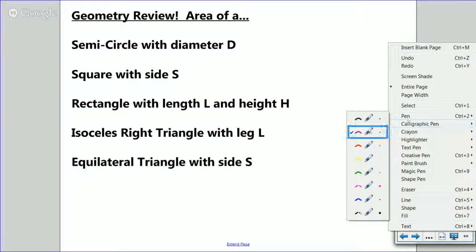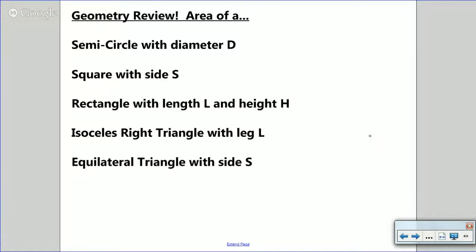So would you take a moment, pause the screen, and jot down what is on here in your notes, and then we'll fill these out together. All right, so just jot down what's on the screen, pause it, and we'll come back and write down the formulas.